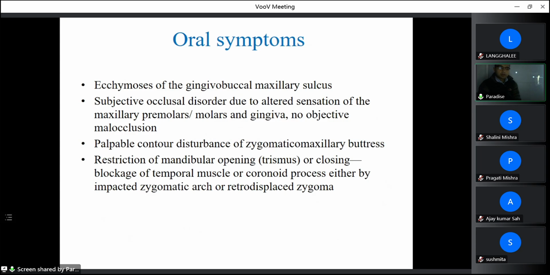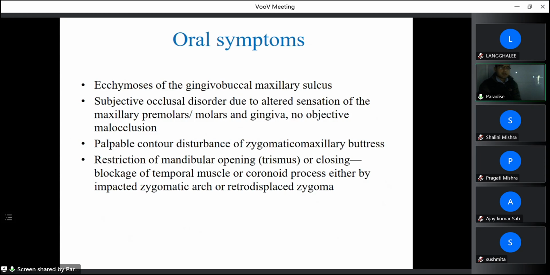Palpable contour disturbance will be present in the maxillary buttress area. If you palpate the buccal sulcus in the maxilla, you will find the step deformity due to fracture of the zygomatico-maxillary buttress. There will be restriction of mandibular opening, trismus or unclosing due to blockage of the temporal muscle or coronoid process, either by impacted zygomatic arch or retro-displaced zygoma.